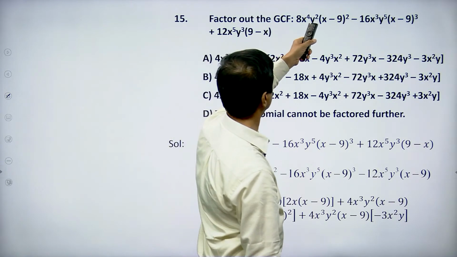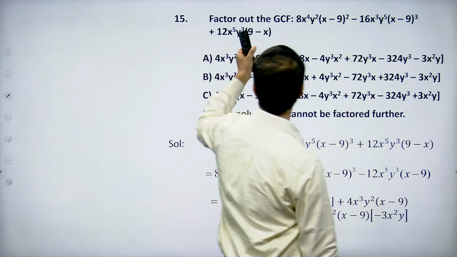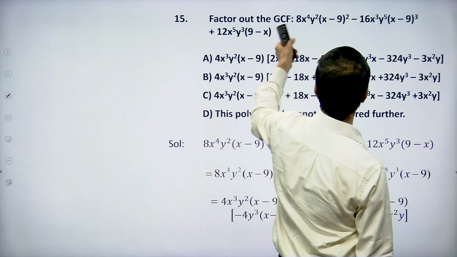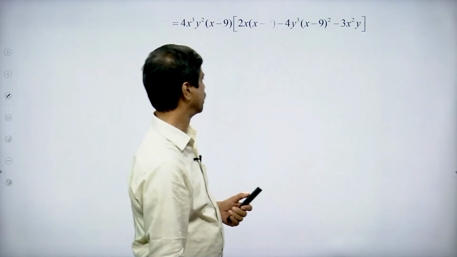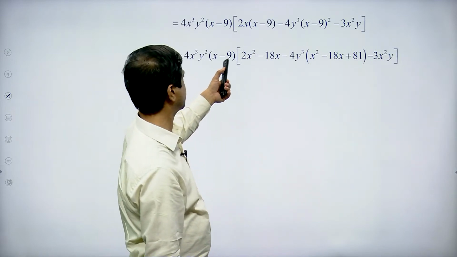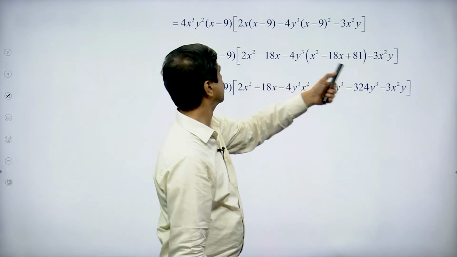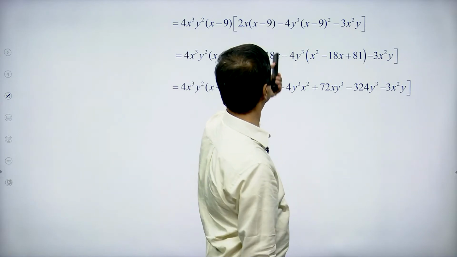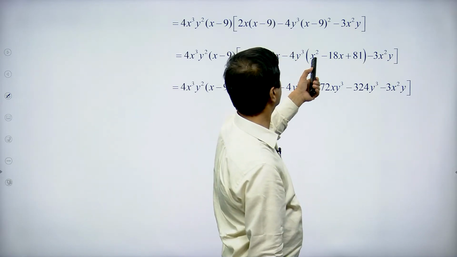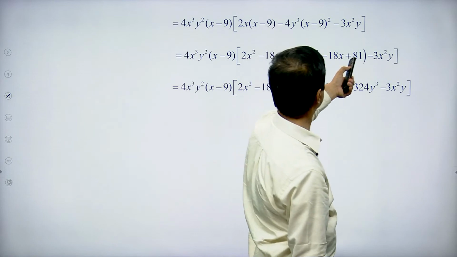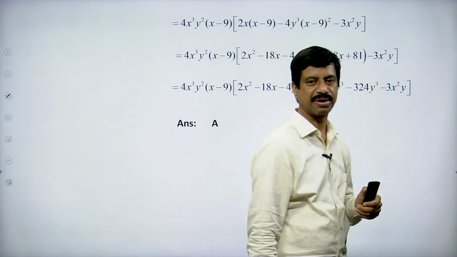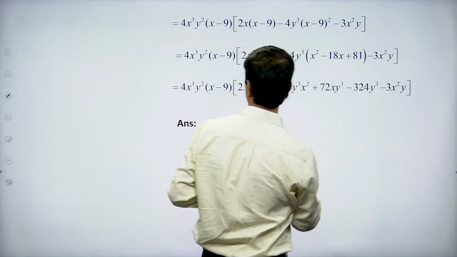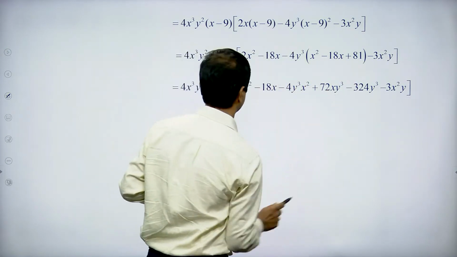Here you see 4x cube y square, 4x cube y square, 4x cube y square you have. And x minus 9 whole power 1 is the one which you can take common. So if you take that 4x cube y square into x minus 9 common, the rest of the terms are this. If you expand it, 2x square minus 18x minus 4y cube into x square minus 18x plus 81 minus 3x square y. So this you further simplify, you will get it like this. So answer is this.